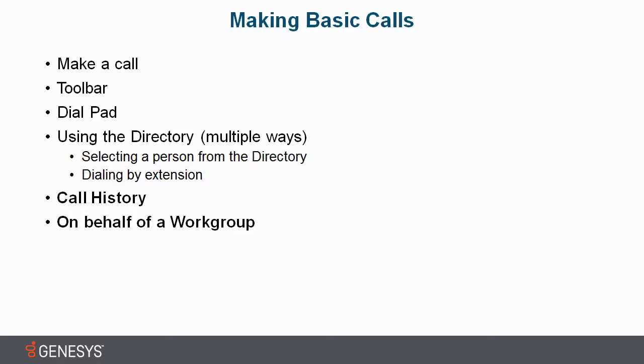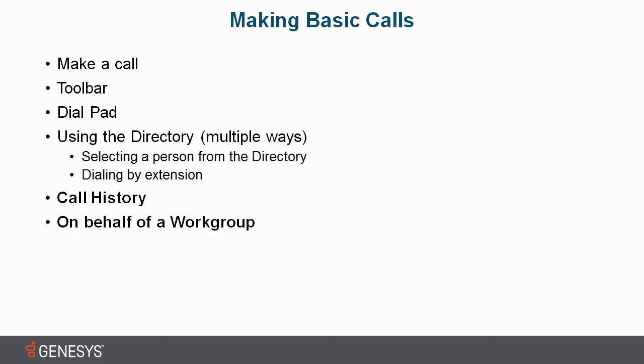We'll wrap up the end of Making Basic Calls by going over the details on how to utilize the call history when making calls. Why would I want to utilize my call history view or tab at the top? It's a great way to be able to call someone you've already called, and you can see the list of those people, click on it, and automatically make a call.